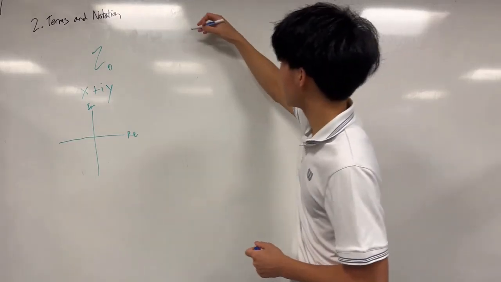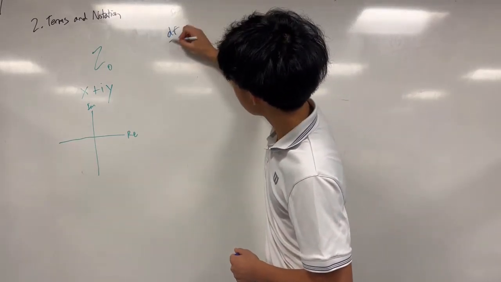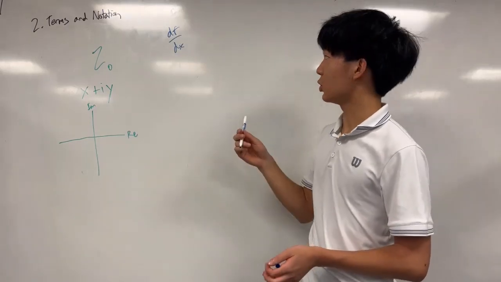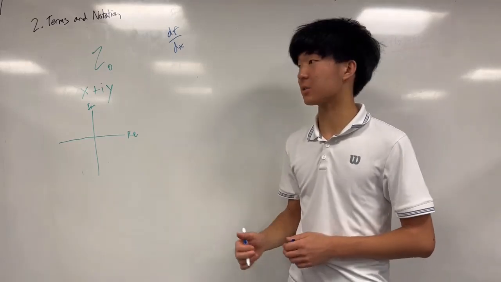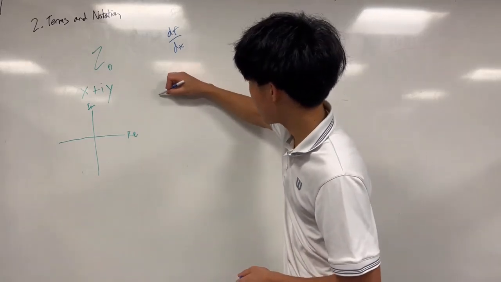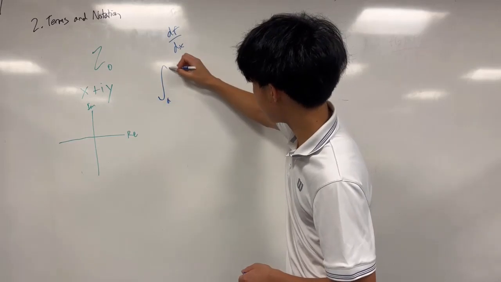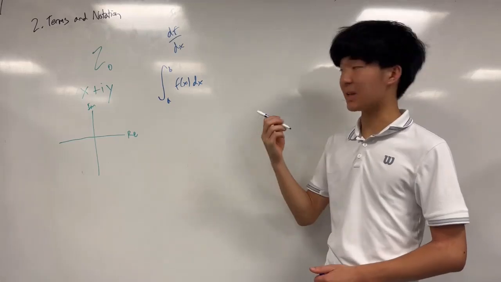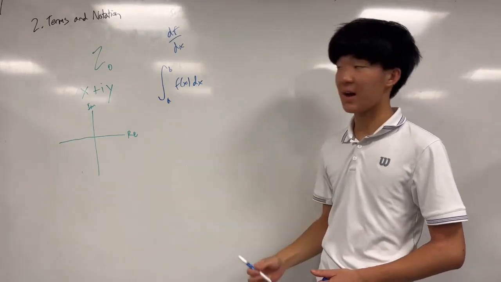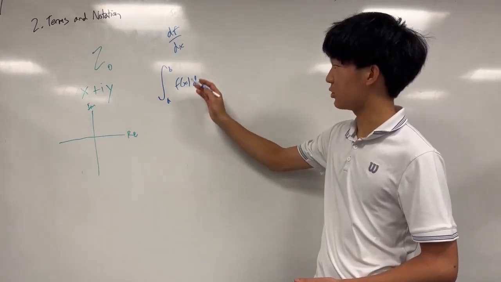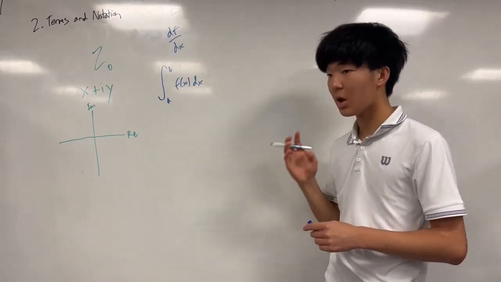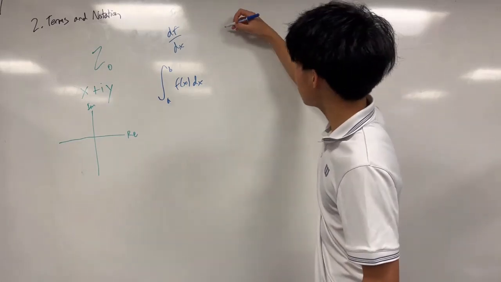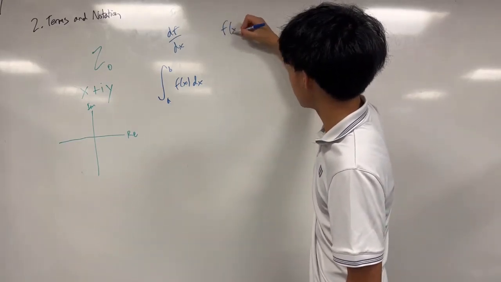You have your single variable derivative, df dx, which is the slope of the tangent line to a single variable function f of x. And then you have your definite integral from a to b of f of x dx, which can be thought of as the area under the curve of f of x from x coordinate a to x coordinate b.